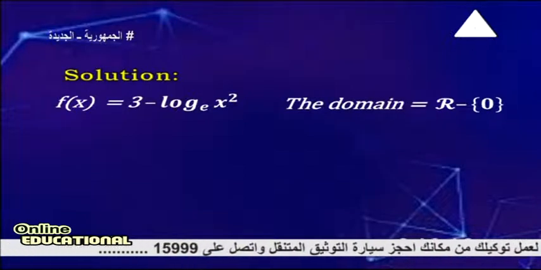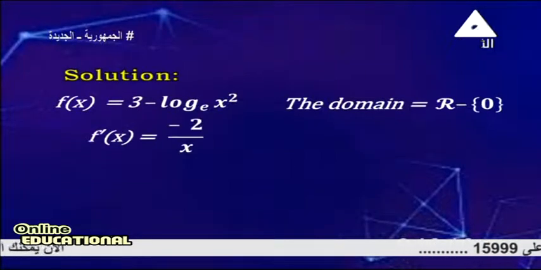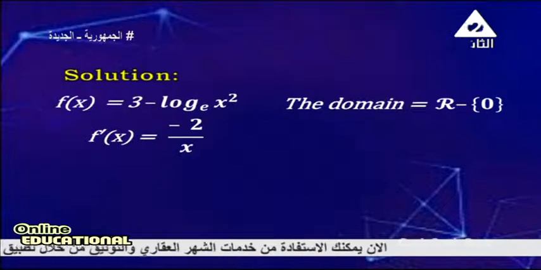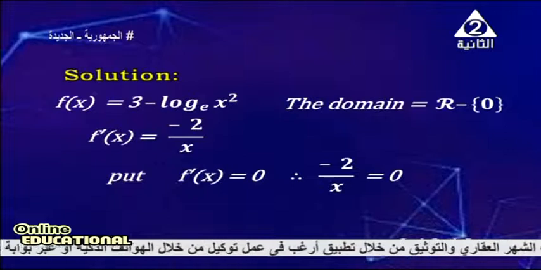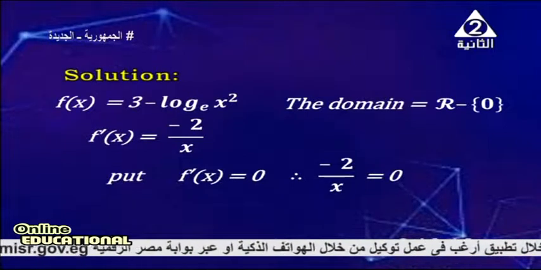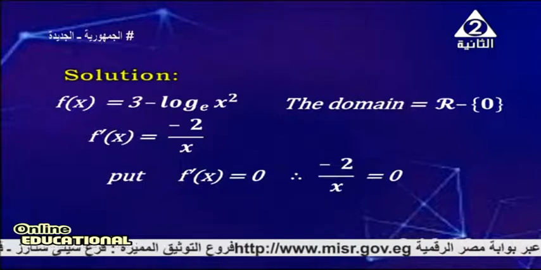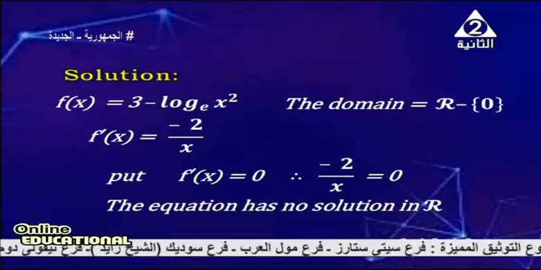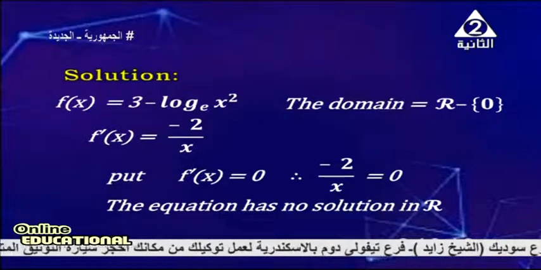What's the derivative of this function? The derivative is f'(x) = −2/x. Put f'(x) = 0, then −2/x = 0. This equation has no solution in R, because −2/x, where x belongs to R except 0, is always not equal to 0.